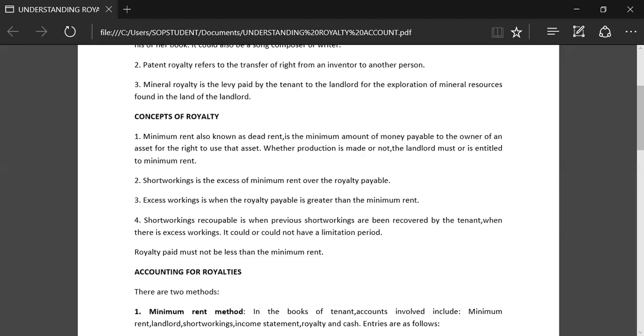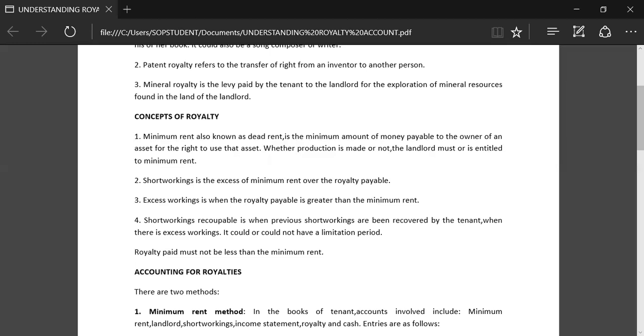Short workings. Short workings is the excess of minimum rent over royalty payable. In other words, the royalty that should be paid compared with the minimum rent, which is the amount the landlord is entitled to whether production takes place or not. Excess workings is when the royalty payable is greater than the minimum rent.